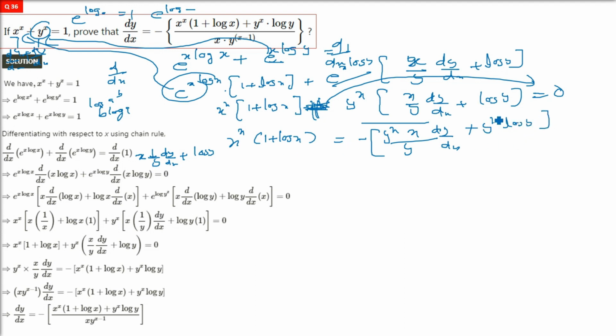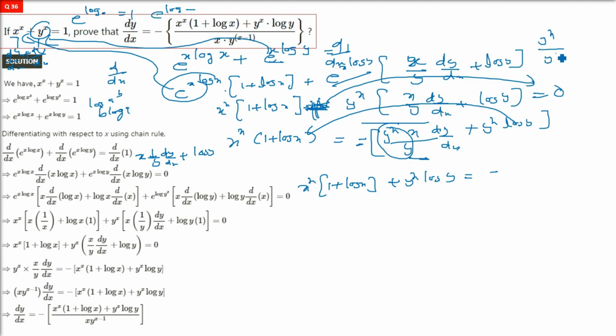Okay. So this is dy by dx I have to take on one side. So whatever is there without dy by dx I'm bringing it on the left hand side. So x to the power x, 1 plus log x. Since it was negative on the right hand side, it goes positive on the left. So y to the power x log y, I have got it here, and negative y to the power x by y. So it is y to the power x minus 1. So you can write it as y to the power x minus 1. Then we have x also. So x into y to the power x minus 1 dy by dx.